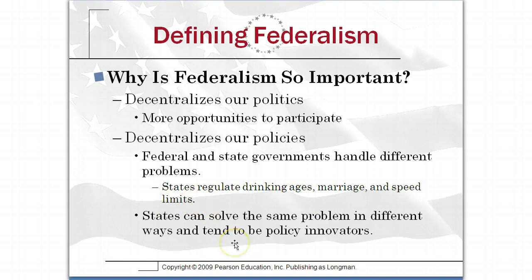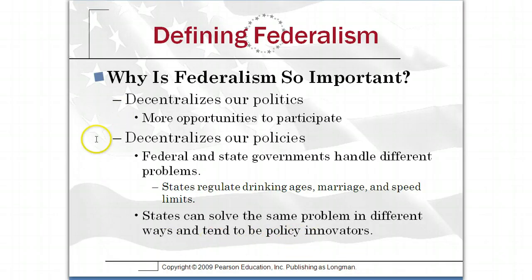Also, states can have the power to solve the same problem in different ways. Like, for example, if Indiana finds a way to serve its people better because it knows its people better, then that's okay. And sometimes states come up with policies that then get used by the national government. An example would be welfare policy. I think it was Minnesota that came out with a very innovative welfare policy in the 90s, and the national government said, well, that worked really well, let's try it for the whole country. So states can come up with ideas and become policy innovators.